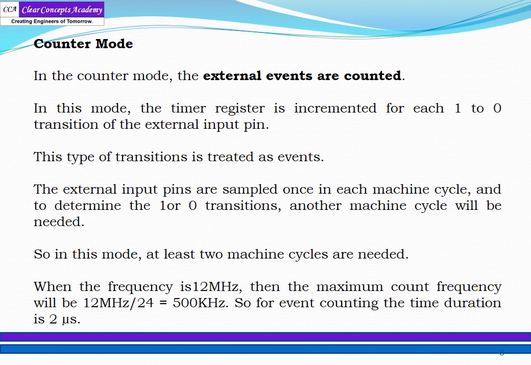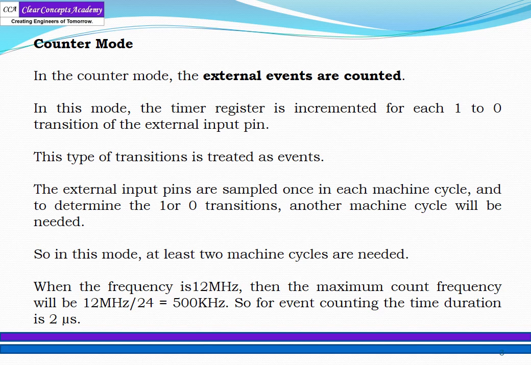When the frequency is, say, 12 megahertz, then the maximum count frequency will be 12 megahertz divided by 24, because you need 2 machine cycles. So that will be equal to 500 kilohertz. So for the event counting, the time duration is 2 microseconds.